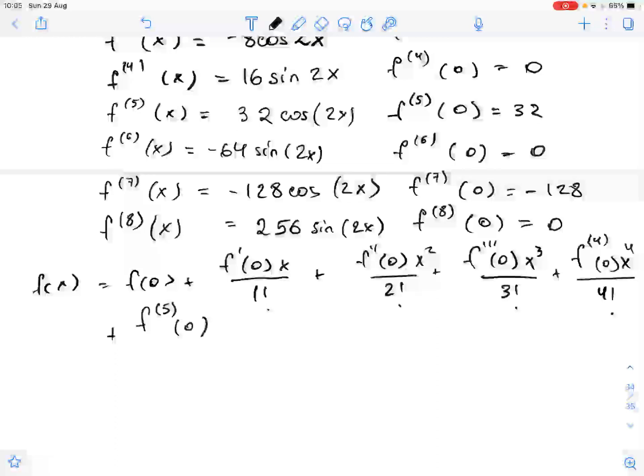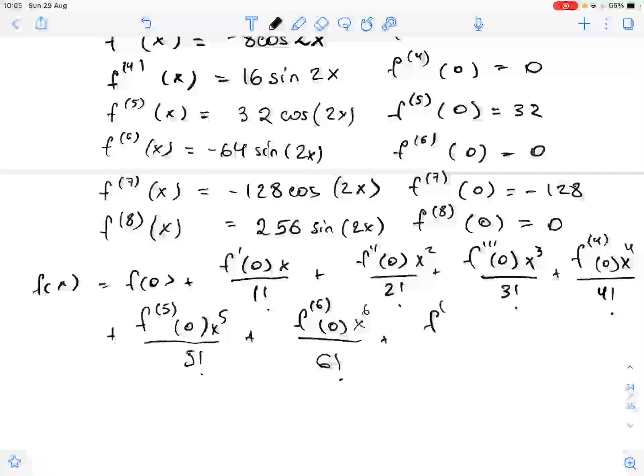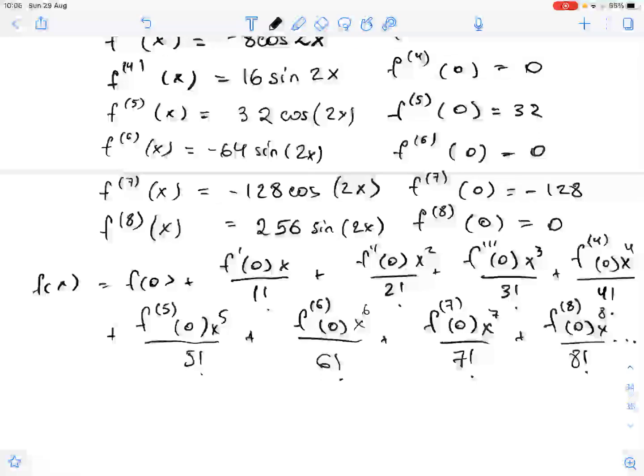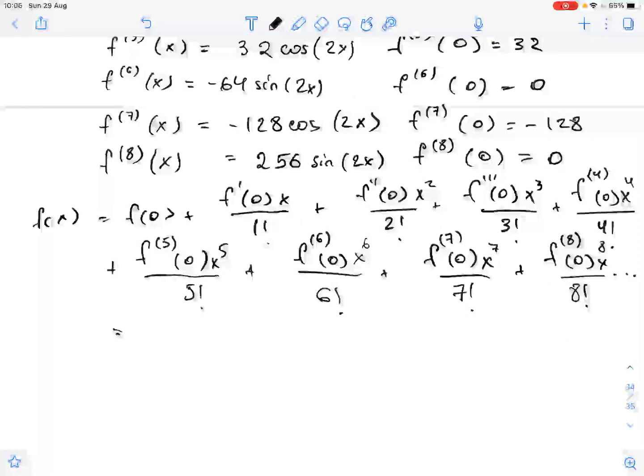plus the fifth order derivative of f of 0 times x to the fifth power over 5 factorial plus the sixth order derivative of f of 0 times x to the sixth power over 6 factorial plus the seventh order derivative of f of 0 times x to the seventh power over 7 factorial plus the eighth order derivative of f of 0 times x to the 8th power over 8 factorial, and so on.